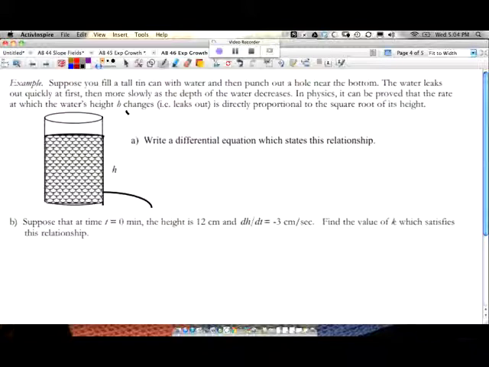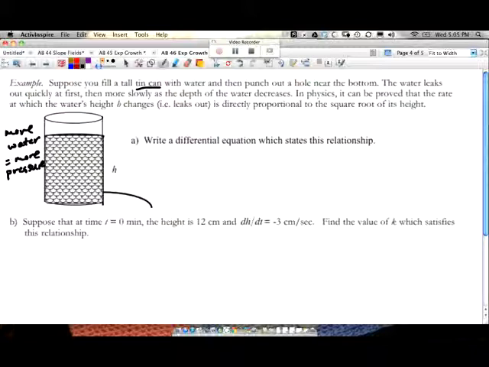Suppose you fill a tin can with water and then punch a hole near the bottom. The water leaks out quickly at first, but then more slowly, because right now, when it's got a lot in it, more water equals more pressure. That's what's happening: there's more water on top pushing down on it, but when there's less water, then it's less.